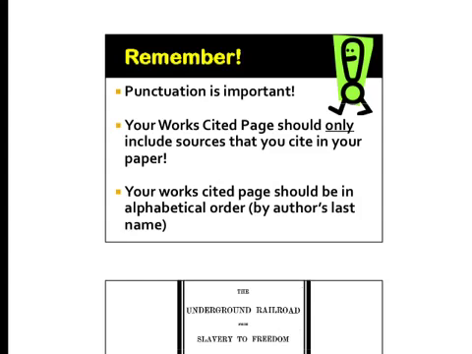Your works cited page also should only include sources that you cite in your paper. You should not have any other sources that you looked at during your research unless you use them specifically in your paper. So they should match. Any references in your paper, any in-text citations, should refer to a citation in your bibliography. And your works cited page should definitely be in alphabetical order by author's last name, absolutely, every single time.